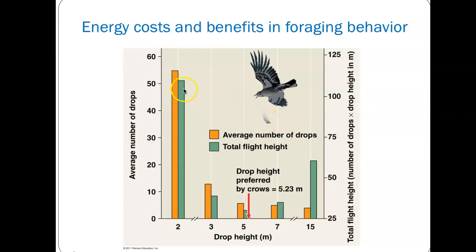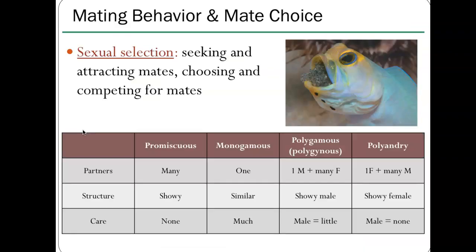So what this is showing you is the preferred drop height by crows is where there's a balance between energy costs and the benefits, where they don't have to fly quite as high, but they don't have to keep dropping the snail over and over again. Here, they have to drop the snail fewer times, but the height they have to fly for that is a little bit too high. So this is the preferred drop height, where they don't have to fly too high, but they don't have to keep dropping the snail over and over again. So just a balance of energy, costs, and benefits in foraging behavior. All animals are going to do that.